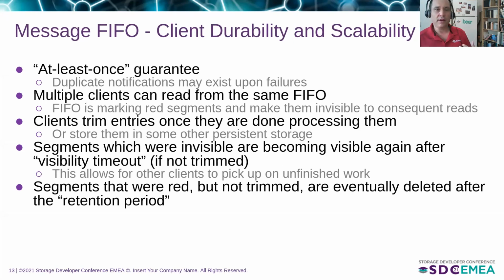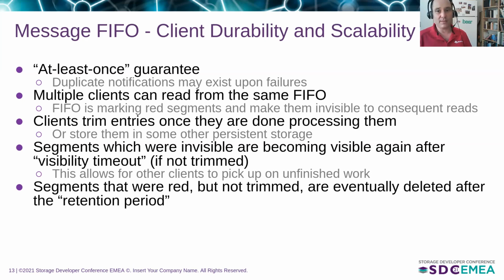Now, on the other hand, there are those workers that actually do the processing. So what do we support there? We have an at least once guarantee, which means there could be duplicate notifications if there are failures. On the regular processing, there shouldn't be any duplication, but in case of failure, there might be a case where we're not sure whether we have sent notifications or not, or whether the worker processed it or not, and for that, there could be duplicates. Multiple clients can read from the same FIFO, so whenever something is being read from the FIFO, it's being marked as being read, and therefore another client can go and read from the FIFO and would not read the same thing that the first client just read.